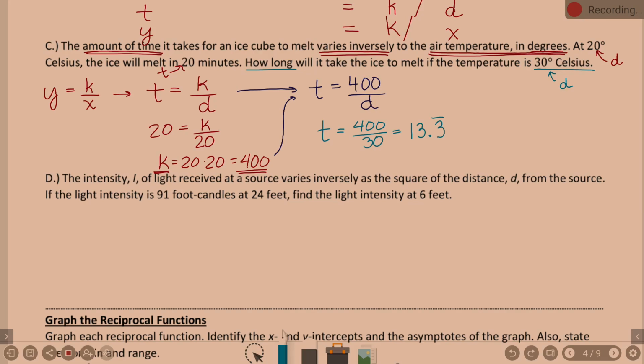What's a label? 13.3 degrees? The label is not degrees Celsius. T is time. Minutes. 13.3 minutes. Good job.